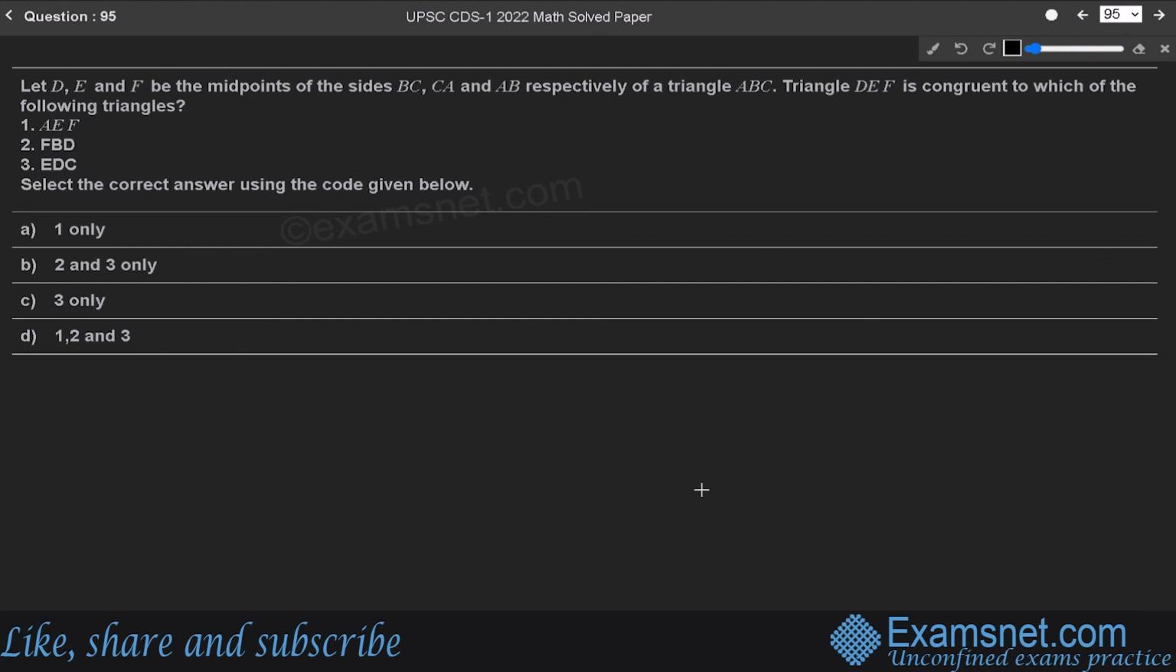So first let us make a triangle according to the question. The triangle is ABC. Let this be the given triangle. And it is given that D, E and F are the midpoints of BC, CA and AB. So it will be somewhat this way. Now let us name this triangle A, B, C, D, E and F. According to the question, this is the required diagram.